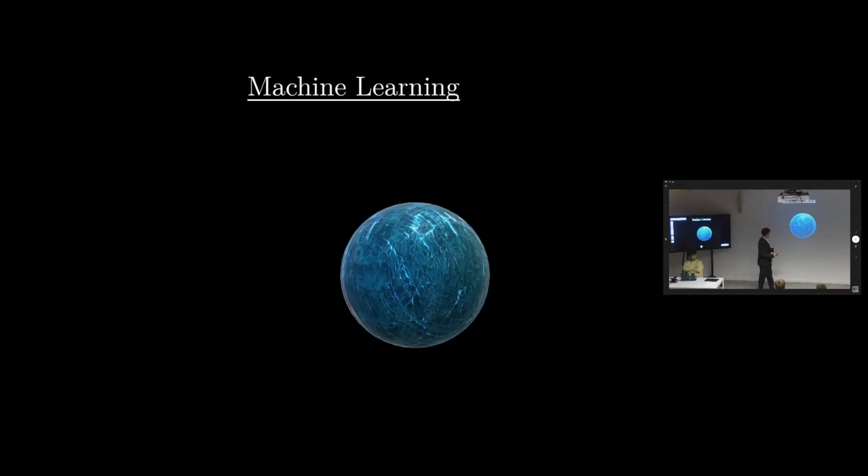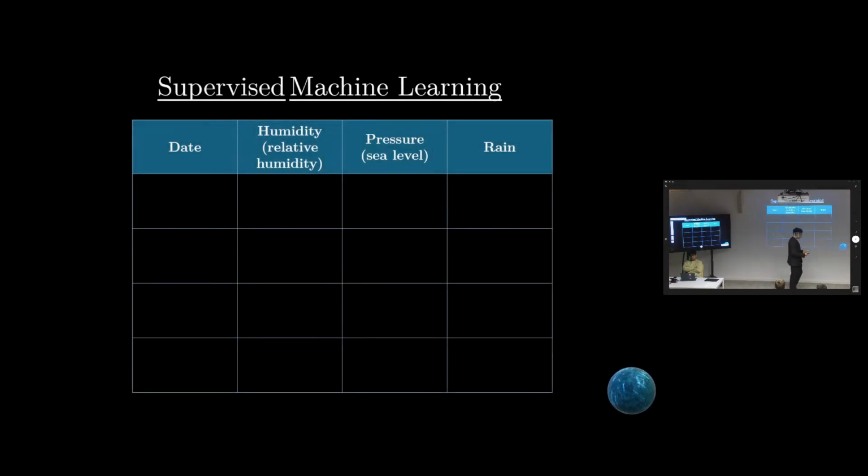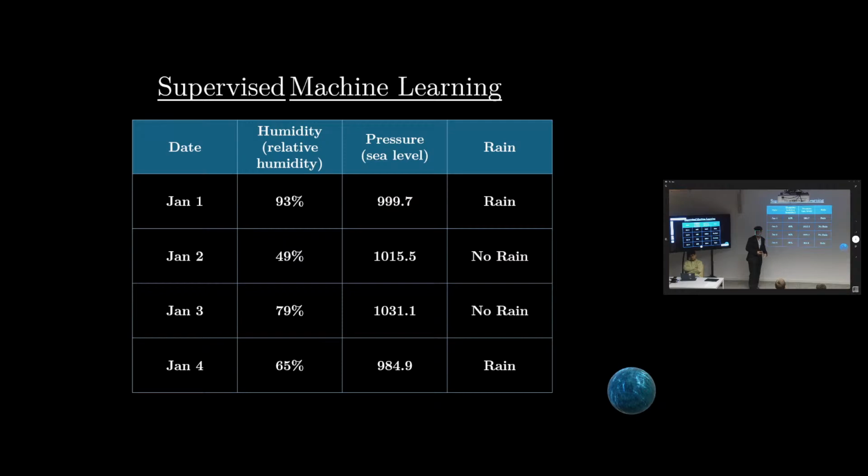So machine learning is all about, given some data and some labels, trying to approximate a function that approximates the data set. Let me make it more clear. For example, given this set of data: January 1 had 93% humidity, almost 1,000 of pressure, and this was a rainy day.